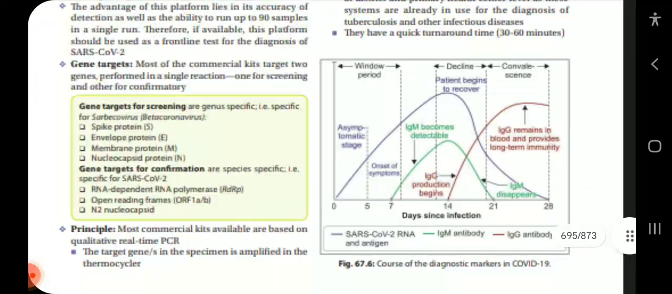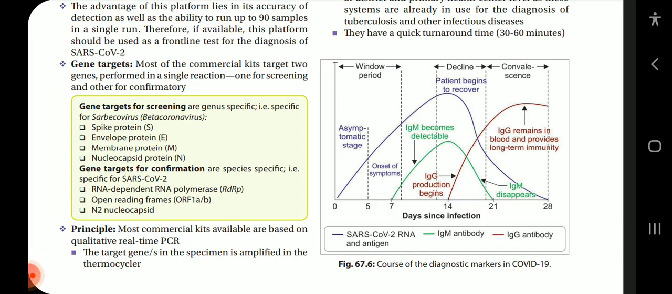Now, this is the course of the diagnostic markers in COVID-19. Initially, SARS-CoV-2 RNA increases after 7 days and peaks at 14 days and then begins to decline. IgM becomes detectable from 7 days, peaks at 14 days and declines after 21 days. And IgG production begins at 14 days and remains in blood and provides long-term immunity.